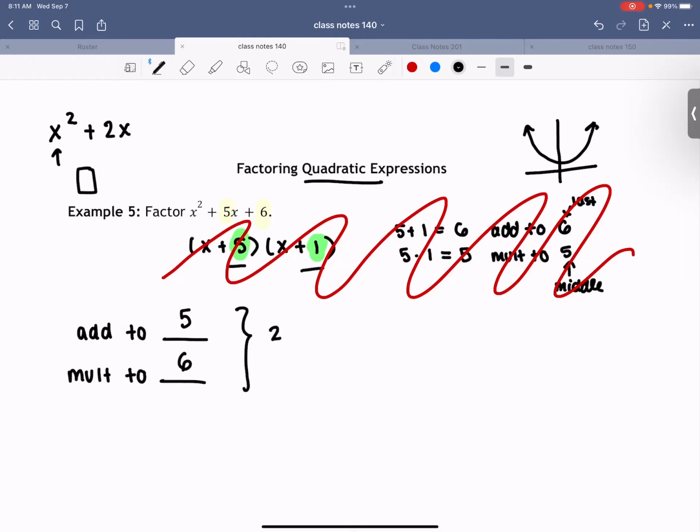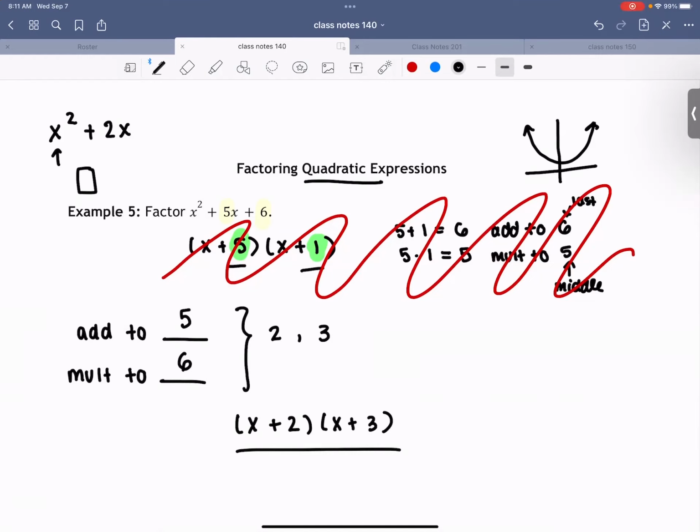2 and 3, good. Okay, when we factor out quadratics that look like this, where the first term is 1, all we have to do is do this. Stick the numbers right in the factorization. Okay. Thank you guys for catching that mistake.